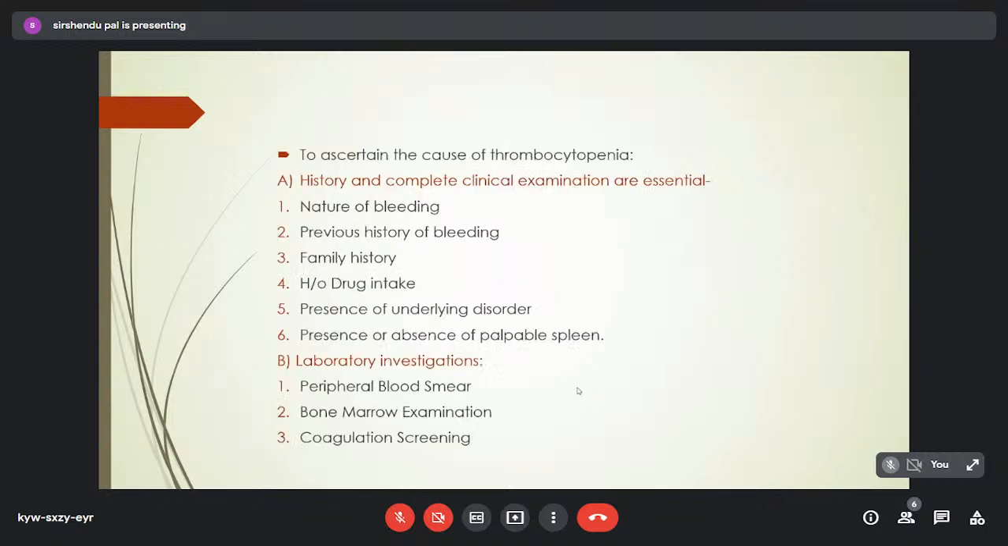So to ascertain the cause of thrombocytopenia, we should take a proper history and a complete clinical examination is done, where we look for the nature of the bleeding, the site of bleeding, if there is any previous history of bleeding, family history, any history of drug intake or alcohol intake, whether there is any underlying disorder. And under clinical examination, it's very important to note the spleen, whether it is palpable or not. Coming to the laboratory investigations, peripheral blood smear examination is the most important, which is followed by bone marrow examination in certain cases and the coagulation profile.